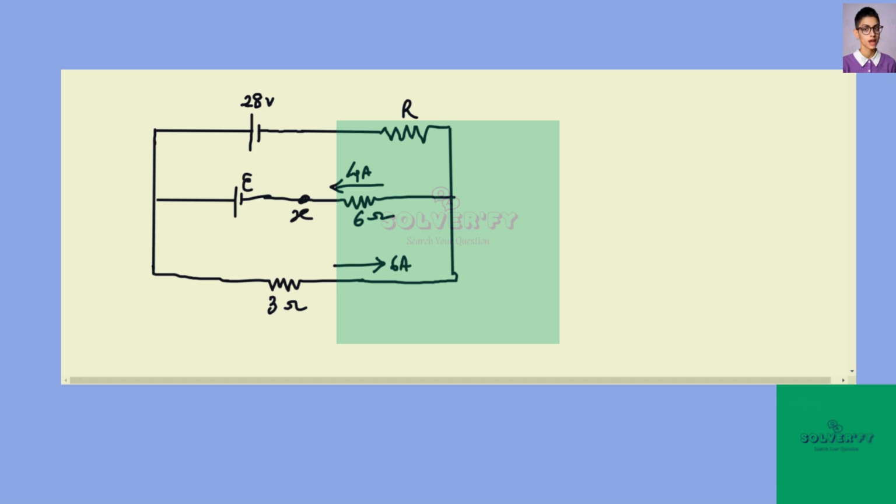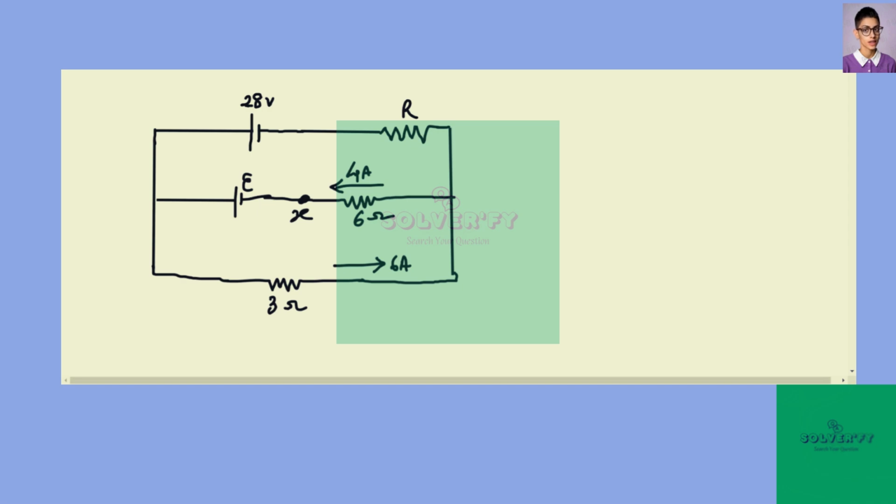So we have this circuit given over here. This is a 28-volt battery and a resistor of resistance R. 4 ampere current is shown going through this 6 ohm resistance, and this is a battery of unknown EMF E. This is just a random point X marked. Here we have a 3 ohm resistance in parallel to these given components, and the current is also given here, which is flowing through this 3 ohm resistance.